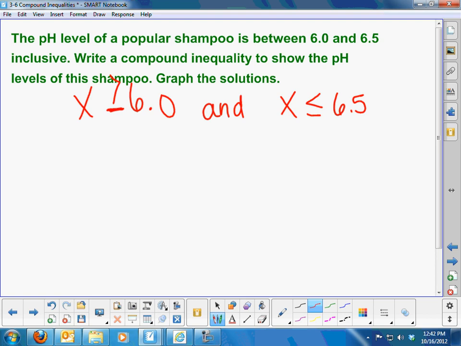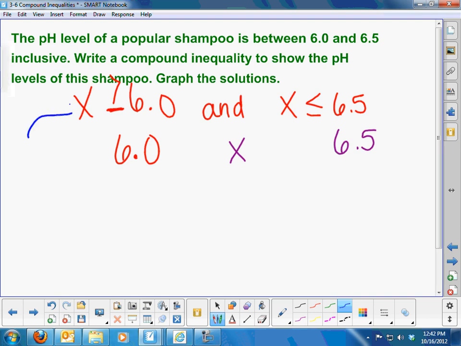To do that, you always start with the smallest number on the left. We always think of a number line. Smallest number goes on the left up to the biggest number. So I start with my 6.0 on the left. Okay, now your variable always goes in the middle. Variable goes in the middle, and then the largest number, again, think of a number line, goes on the right, 6.5. Okay, now we need to decide our inequality symbols.